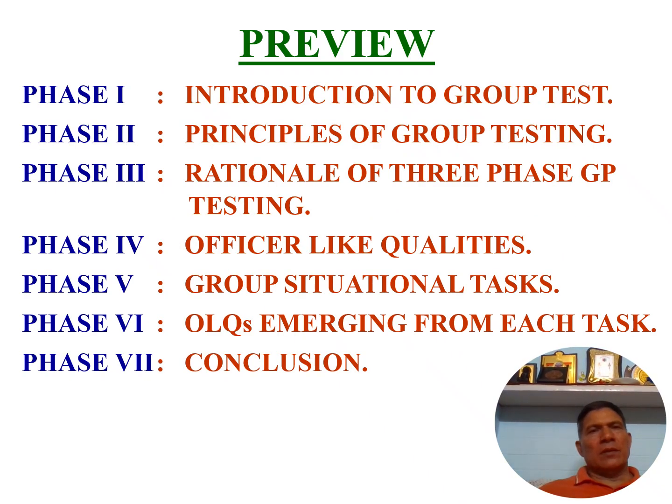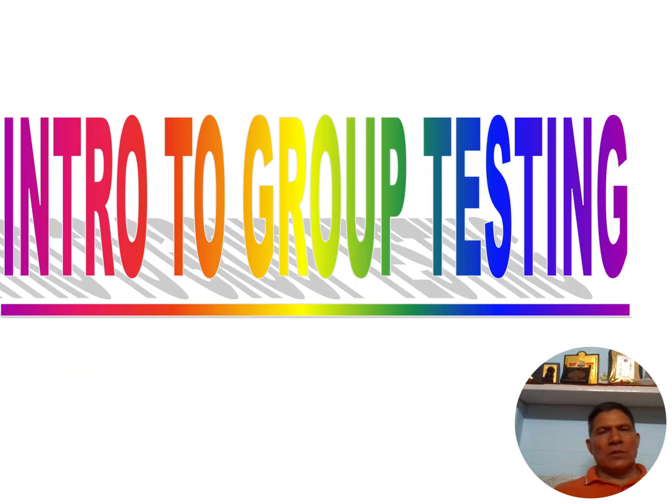Right, gentlemen, in the preview, as you see on the file: phase 1 is introduction to group testing, phase 2 is principles of group testing, phase 3 is rationale of three-phase group testing, phase 4 is officer-like qualities, OLQs, phase 5 is group situational task, and phase 6 is OLQs emerging from each task, and finally we conclude. We proceed ahead with the intro to group testing, how it will be done, and in various phases we will study them one by one.